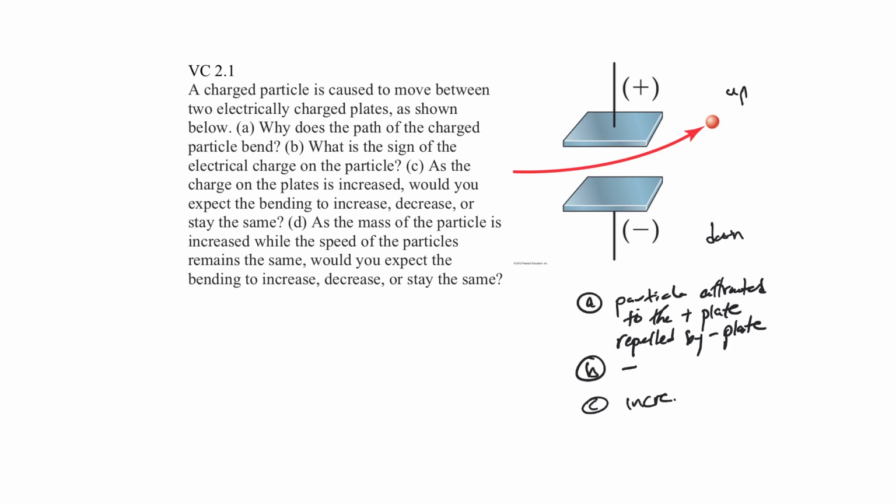Okay, you're going to have two forces. You're going to have the electric force, which is pulling it up, and you're going to have gravity pulling it down. So my guess is that as the mass of that increases, your speed, or your bending, let's say your bending, would decrease. Okay, thank you.